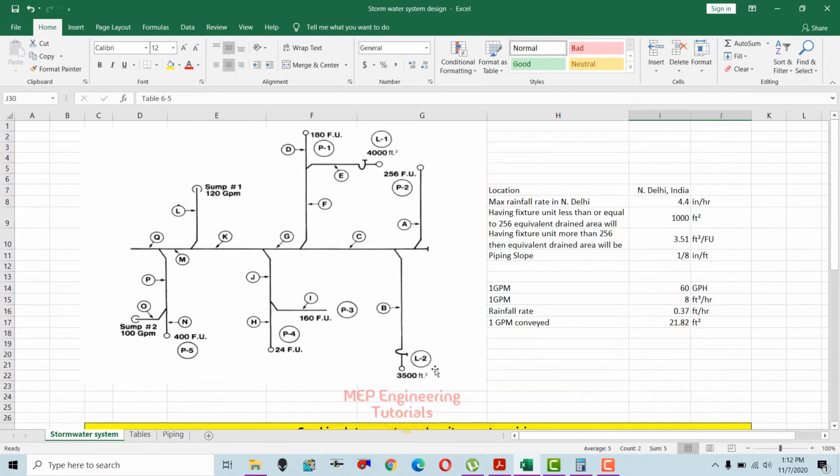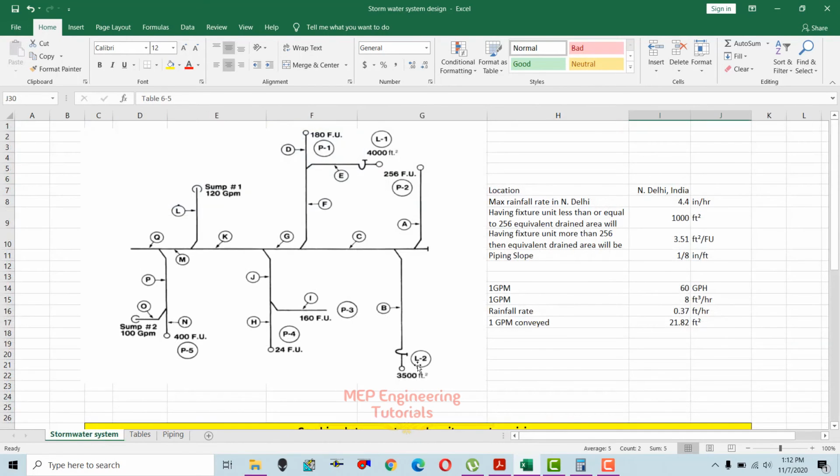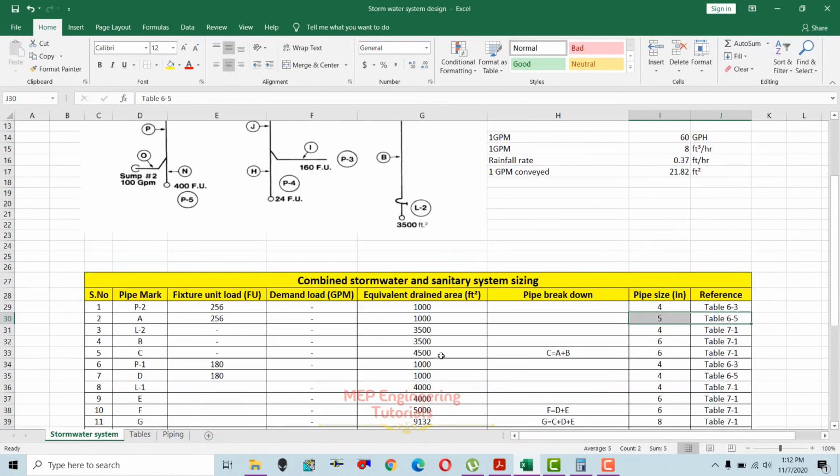So now we'll go to this stormwater pipe having a drained area of 3500 square feet. Surface drained area is 3500 square feet, and then we have a trap here, as I talked about. This is a leader pipe, this is a trap, and this is a horizontal pipe. First we'll talk about the leader L2 before the trap. This is the leader L2 having 3500 square feet. You can see it here.